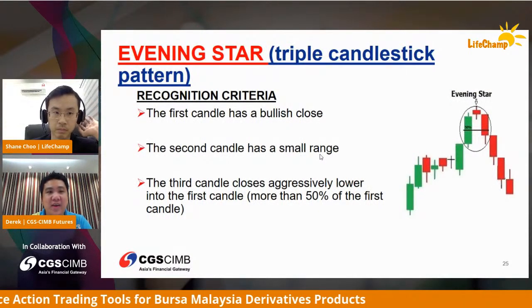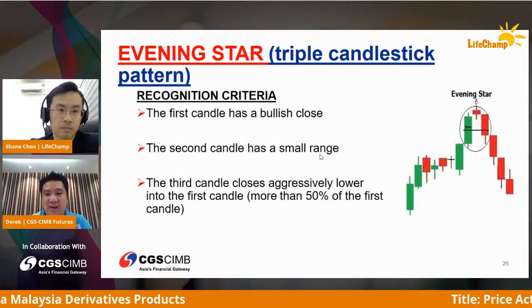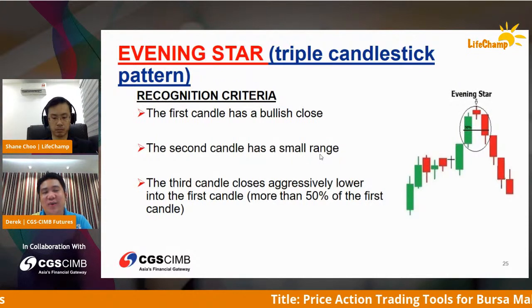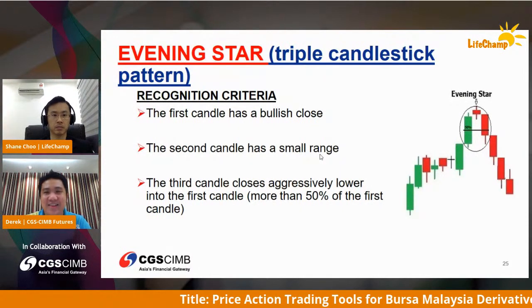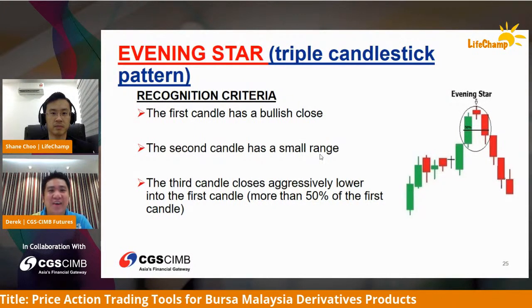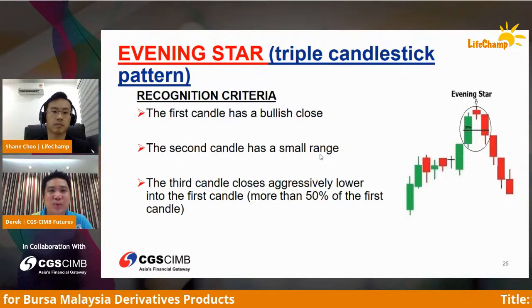This one is called the Evening Star, a triple candlestick pattern. There is a Chinese saying: good things end in the evening, 夕陽無限好, for those who know. So this is a bit similar to that saying.